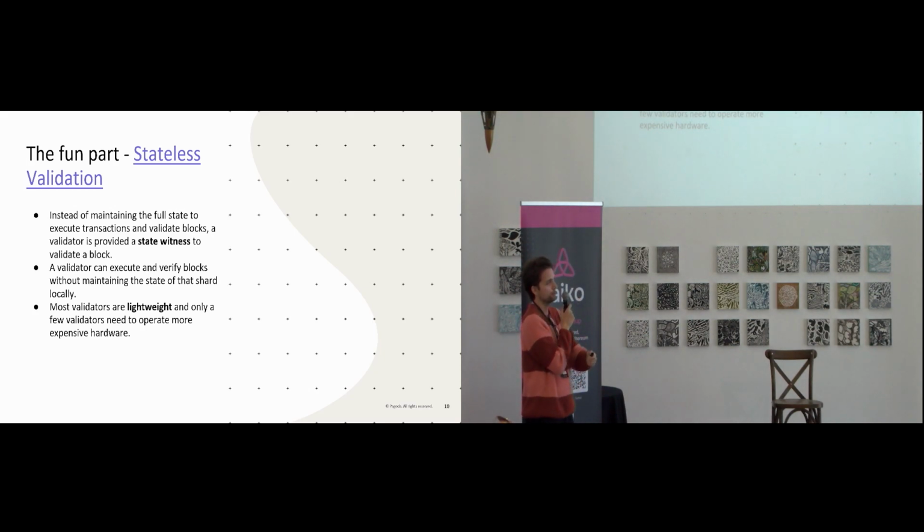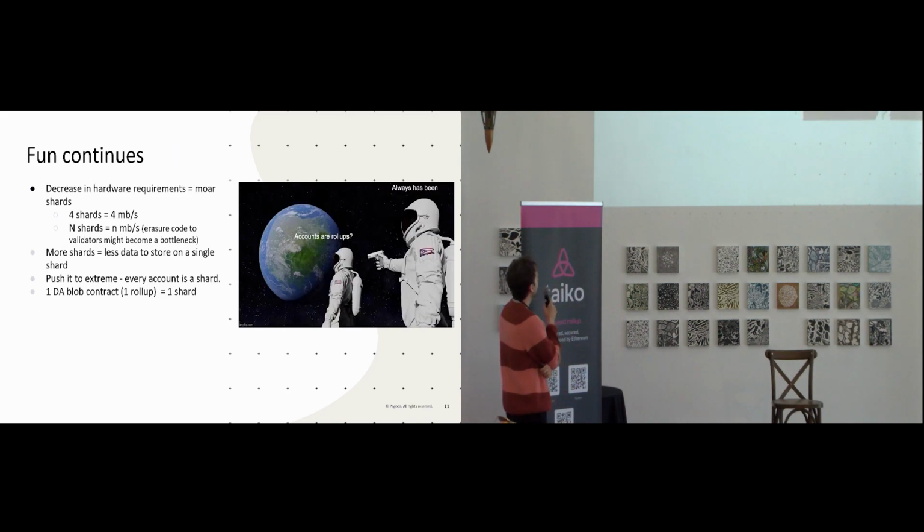What does that mean for DA, and what does that mean in general? So decreased hardware requirements means more shards. More shards means more throughput. If you push this to an extreme, right now we have, like I said, 4 megabytes per second per shard, which is 16 megabytes. But if you can have n number of shards, then your throughput is basically n.